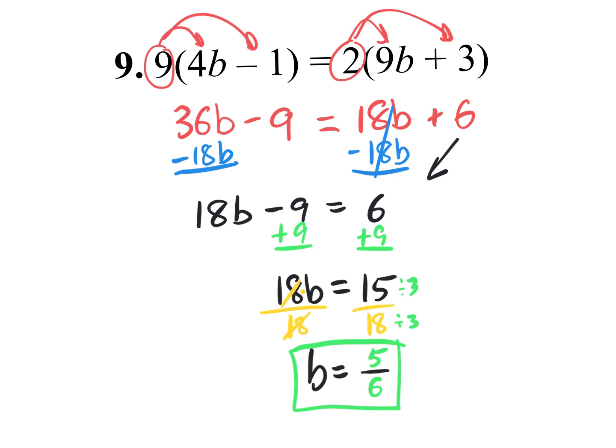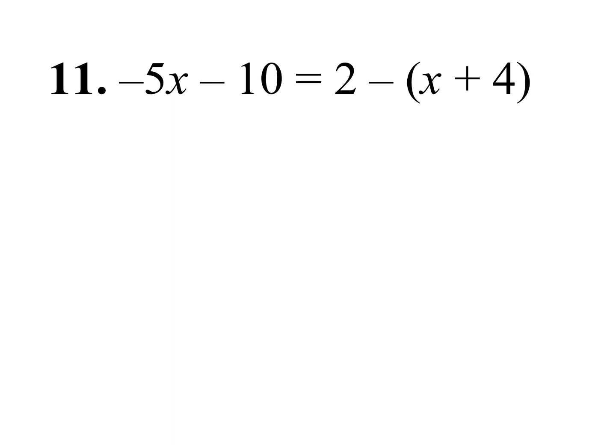Let's move on. Number 11. The left side is already simplified. There is no distributive property. There is no combining like terms. The right side, we do have the distributive property.